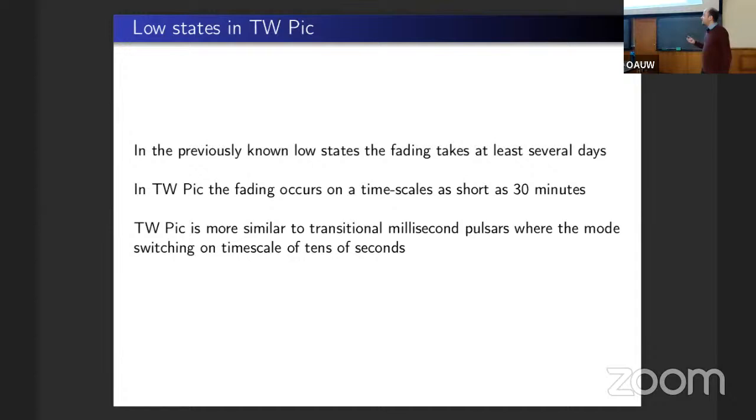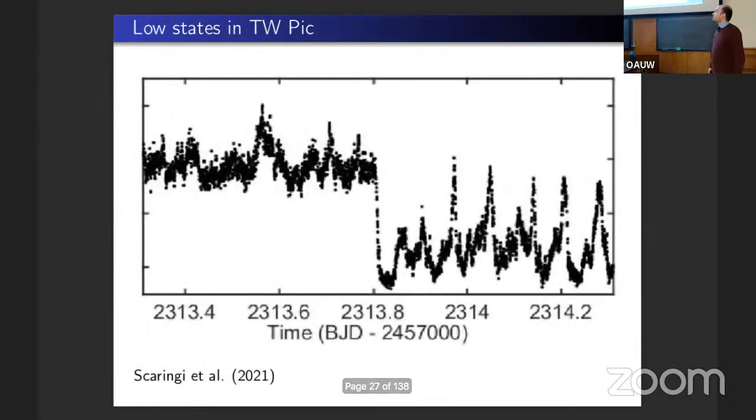So it may suggest that TWP is more similar to transitional millisecond pulsars, where there are similar switches between high state and low state, but the switch from bright state to low state takes only 10 seconds. And the way TWP is similar is in that the drop from the high state to low state is very fast, but from low state to high state is significantly longer.